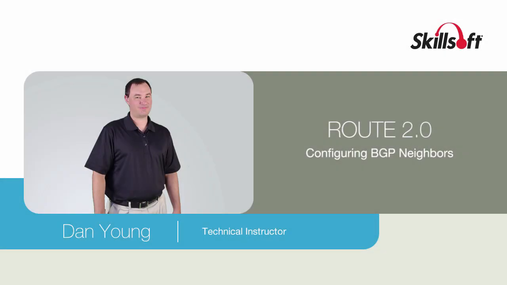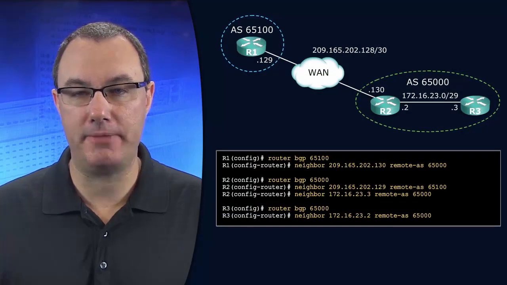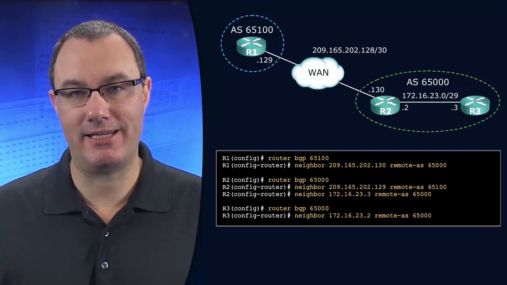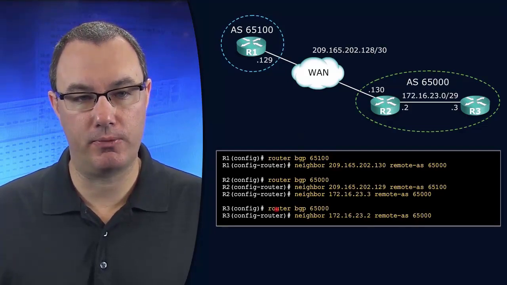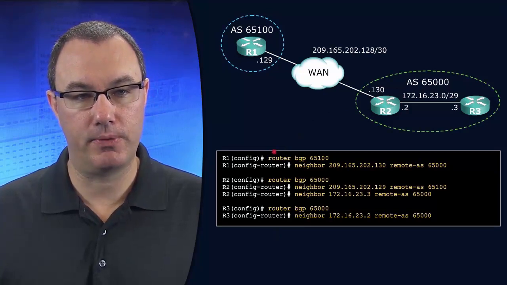Let's verify that we're able to properly configure BGP neighbors of both the iBGP and eBGP flavor. So here we've got 3 different routers and the configs for them. You can see the topology. Let's go to router 1.